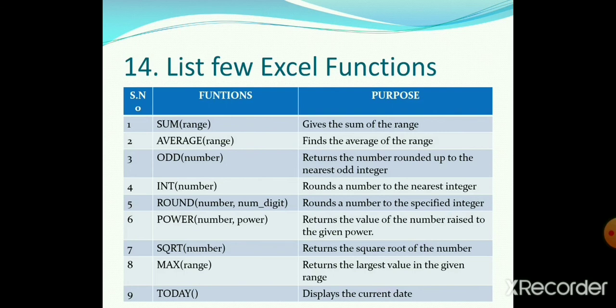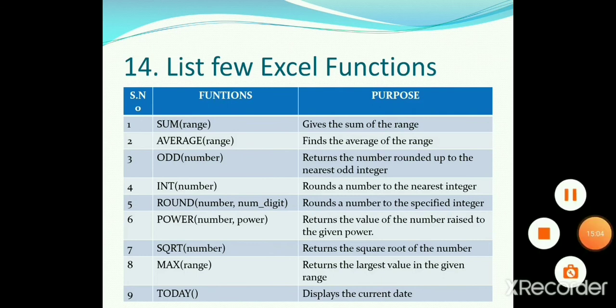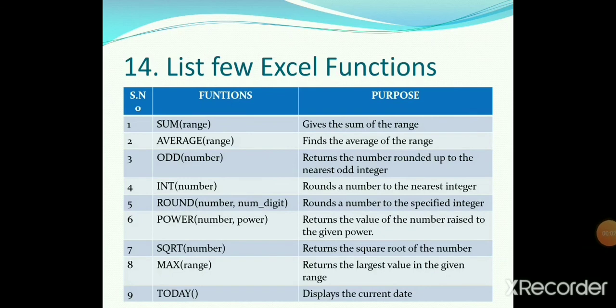Power means it will multiply that particular number, which is the base. The square root function is going to return the square root of the number. That is, if you give the number 4, the square root of 4 is 2, so the answer will be 2. The maximum of the range function will return the largest value of the range, that is, it will find the biggest number in the given range. And the today function will display the current date. So these are a few Excel functions which you should know.